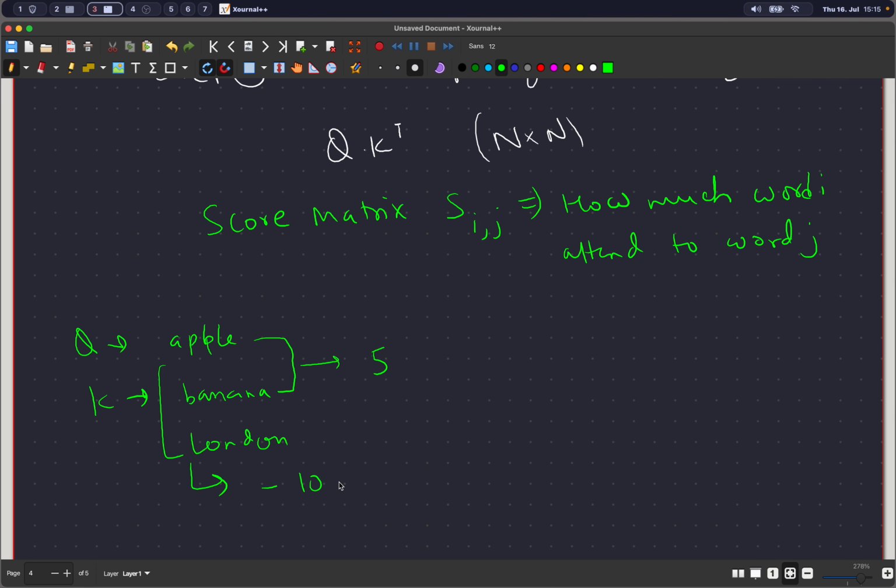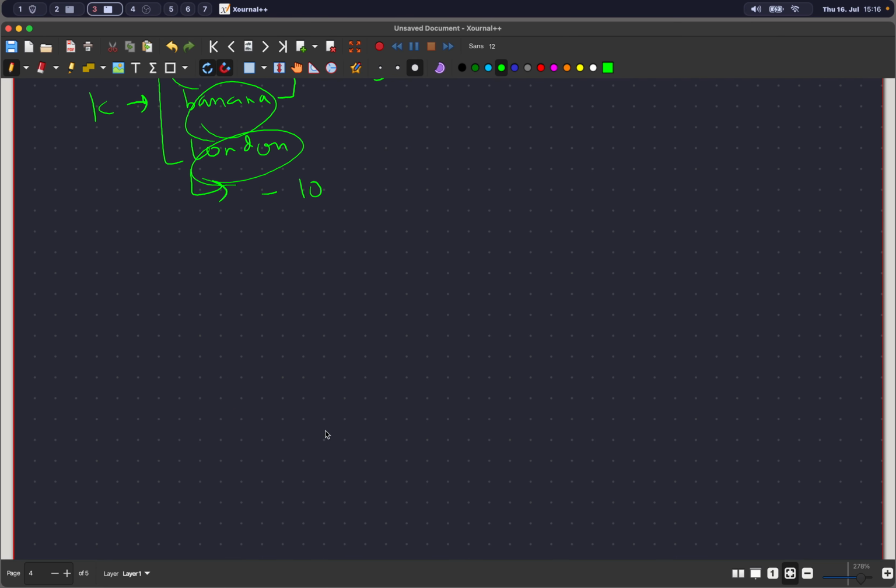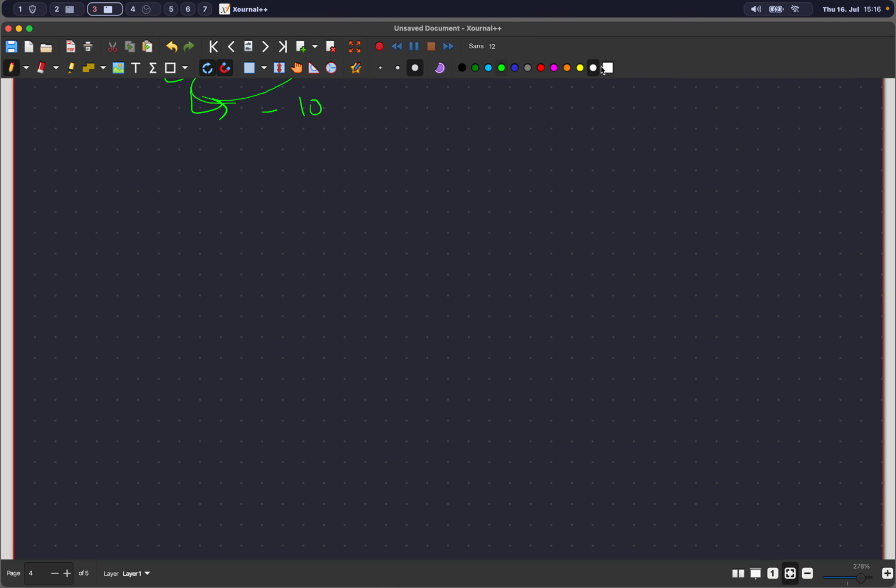So what this tells us is that based on our query, apple, the matching key is banana, and London is not the key that we should be attending to, right? So this is what the score matrix tells us. Now the second step is also very easy, but it requires a mathematical proof to understand why we are doing it. It's called the scaling factor, which is basically dividing by root dk. So this is what the scaling factor is.